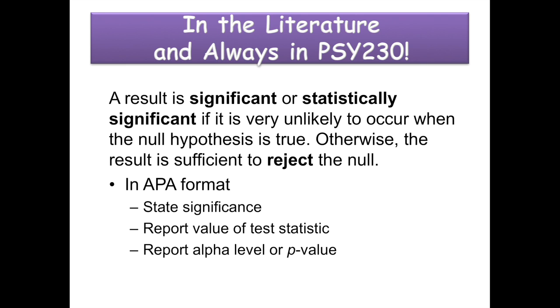Okay. A result is significant, or statistically significant, if it's very unlikely to occur when the null hypothesis is true. In other words, the result is sufficient to reject that null premise. So in APA formatting, you're going to state the significance, report the value of the test statistic, your z obtained, and report the alpha level or p-value, your 0.05 or your 0.0038 in our example.